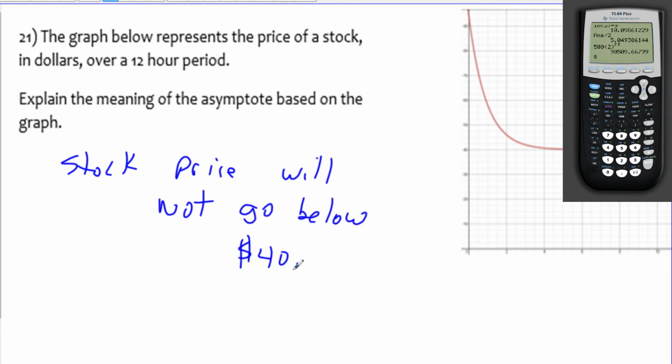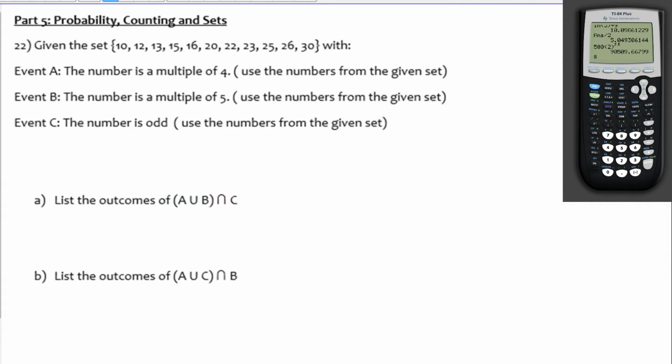So we're going to say that the stock price, it starts off really high. As the number of hours go along, it flattens out right above $40, and it will not go below $40, and that's what an asymptote in this case means, okay?